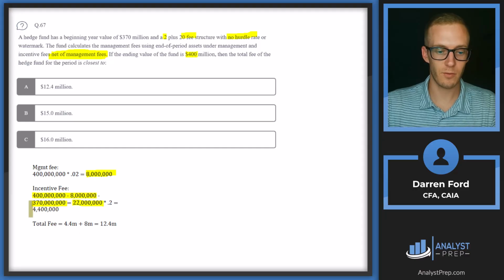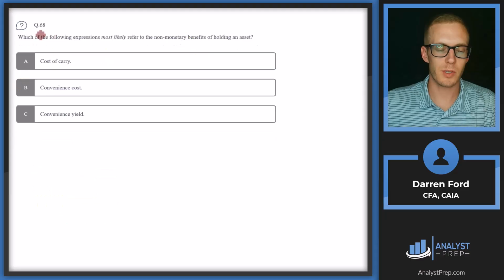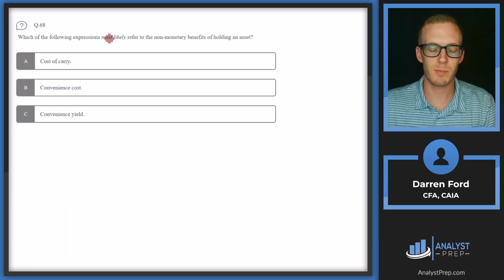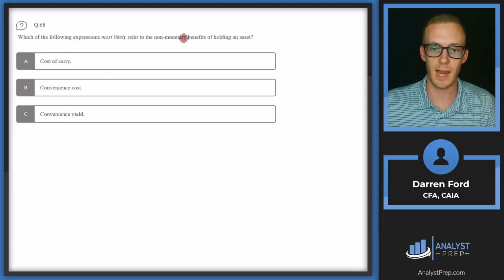So we get an incentive fee of 4.4 million. So our total fee is just going to be these two things added up. 4.4 million plus 8 million gives us 12.4 million. Answer A. Question 68. Which of the following expressions most likely refer to the non-monetary benefits of holding an asset?